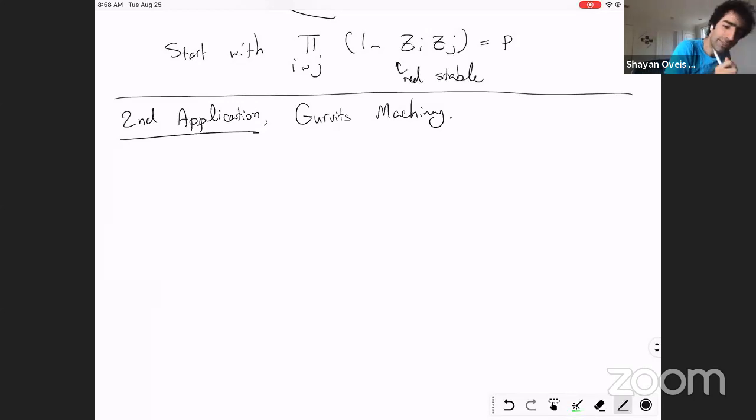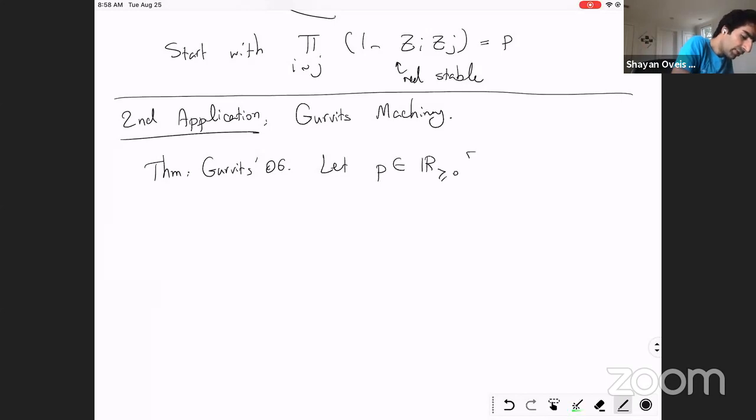Okay, so let me start with, I can directly say the theorem and then say some applications of it. So here is a Gurvits theorem. It was proved in 2006. So let P be a polynomial in n variables with non-negative coefficients.